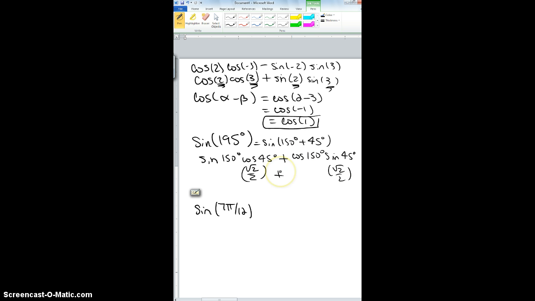Now we've got to figure out 150. So where's that at? Draw a unit circle. Let's see, 150 is right there. And so that's what? Negative square root of 3 over 2, and up a half. So the sine of 150 is a half, and the cosine of 150 is negative square root of 3 over 2. Again, multiply, but negative square root of 6 over 4.